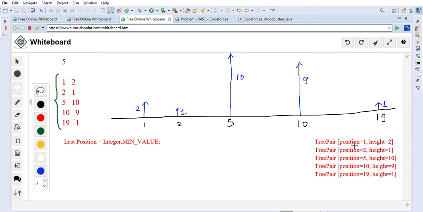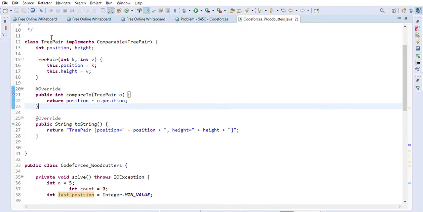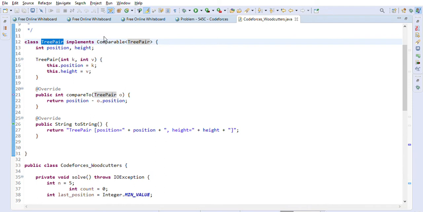And what we will do is create a tree pair. Tree pair is a helper class which is a Java bean. It has only two fields, position and height, and this will be implementing the Comparable interface. So let me show you the tree pair class. This is the tree pair class, and it is implementing the Comparable interface, which means that we have to implement the compareTo method.